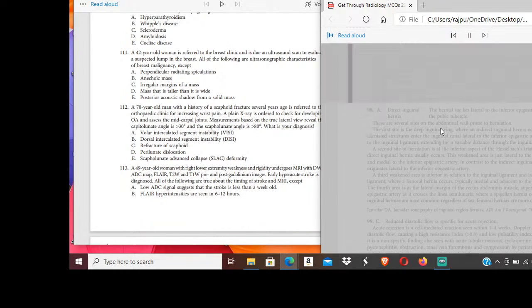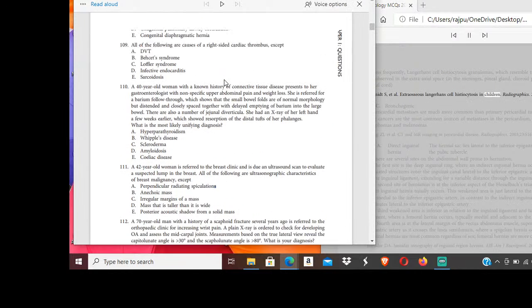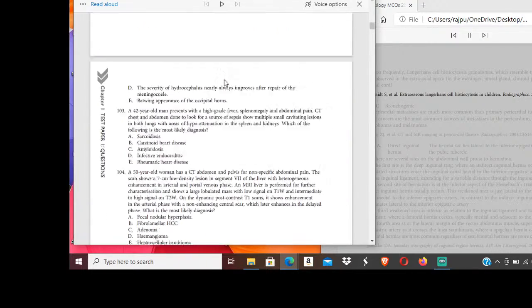Less frequently, Langerhans cell histiocytosis granulomas, which resemble tumors, are observed in the extraaxial space in the meninges, pineal gland, choroid plexus, and spinal cord. Schmidt S, et al. Extraosseous Langerhans cell histiocytosis in children. Radiographics. 2008;28:1.